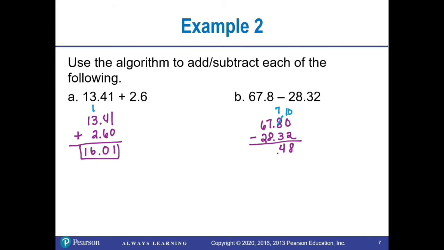Now look at your ones place. I don't have enough ones to take away. So I take 1 ten and I exchange it for 10 ones, so that gives me 17 ones. 17 minus 8 is 9, and then 5 minus 2 is 3. And our answer is 39.48.